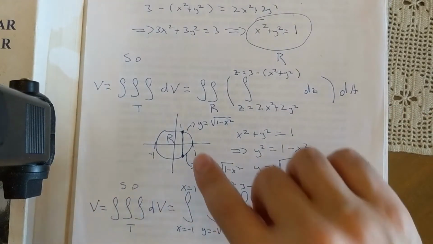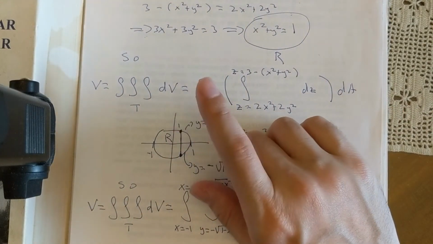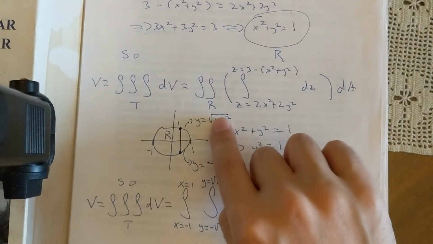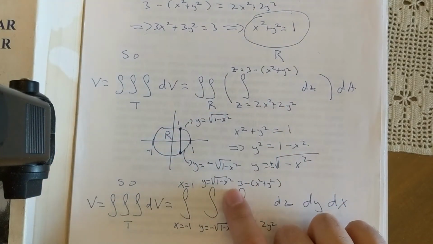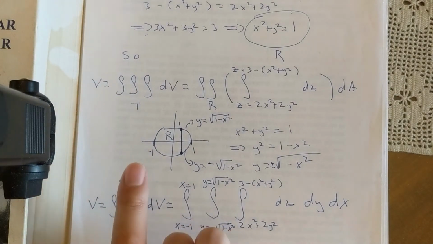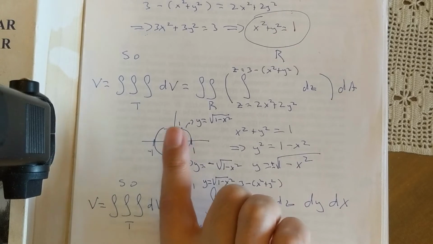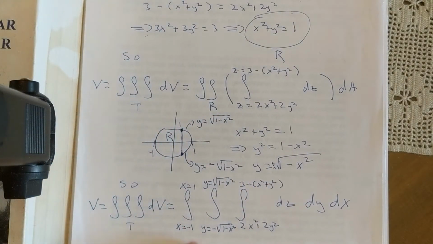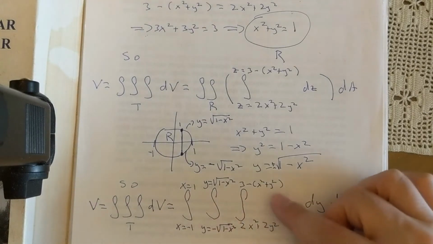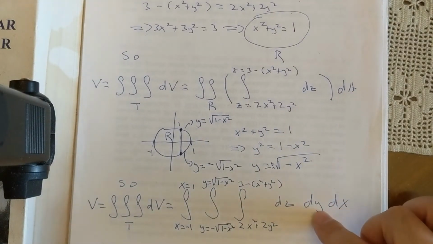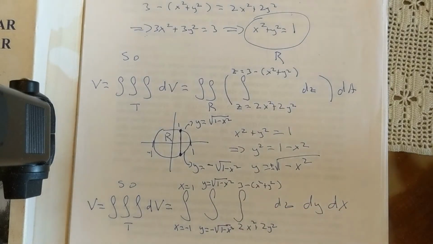Now I'm going to use vertical elements again because that's easier to think of. The vertical elements go from the top function, y equals the square root of 1 minus x squared, to the bottom function, minus the square root of 1 minus x squared. We scan this from left to right, so the x values go from minus 1 to 1, and we already had our z values. So the first integral is dz, the second is dy, the third is dx, and that's it.